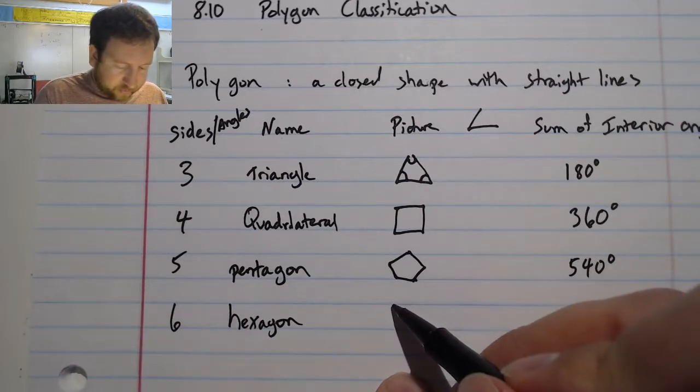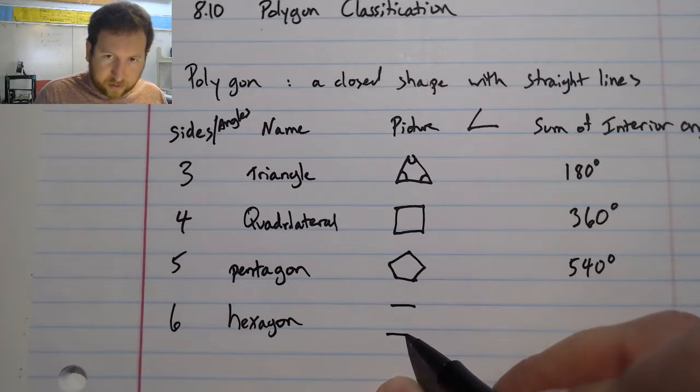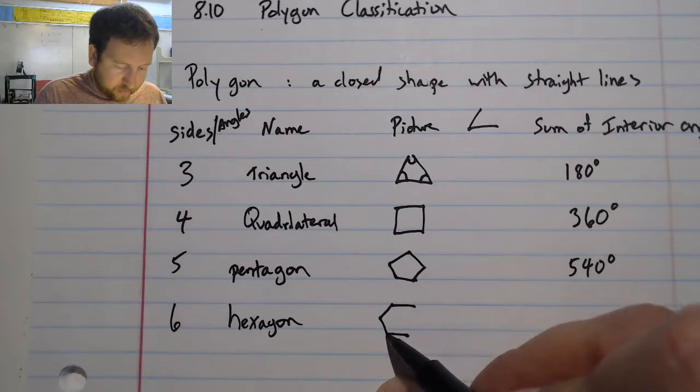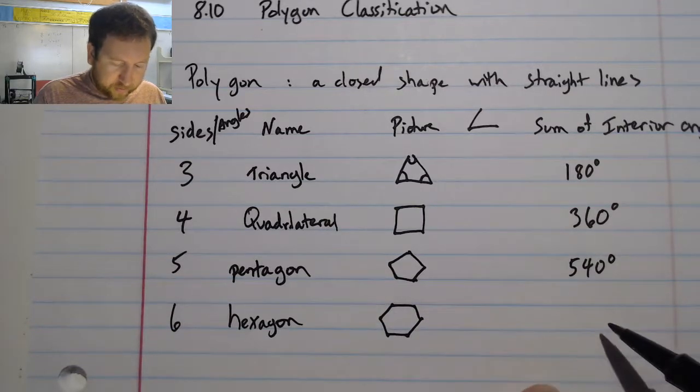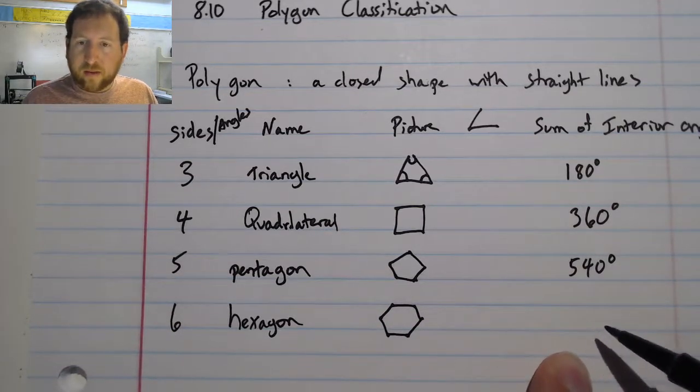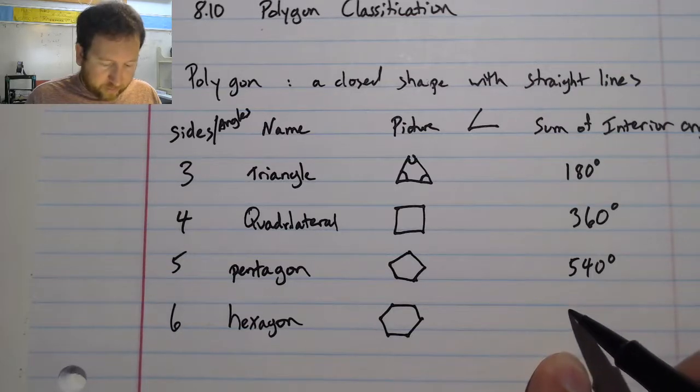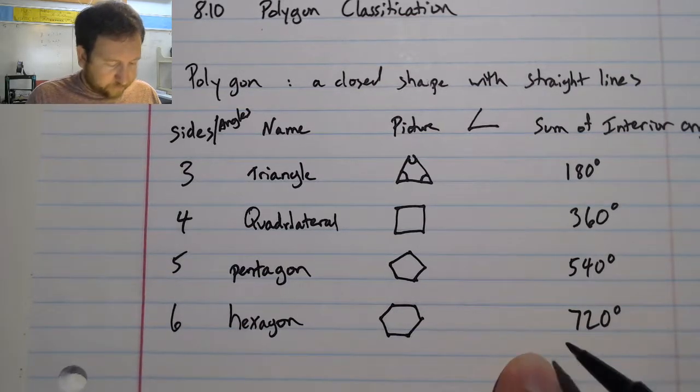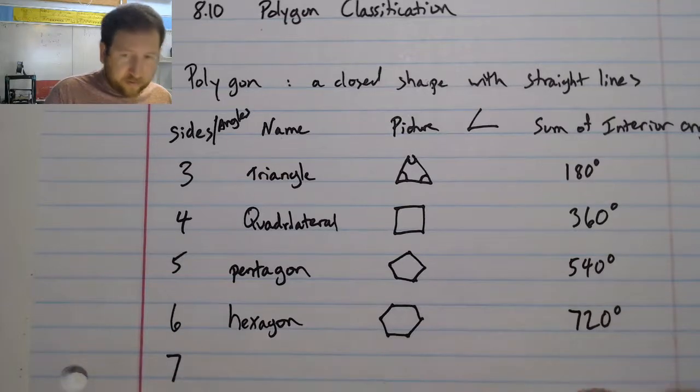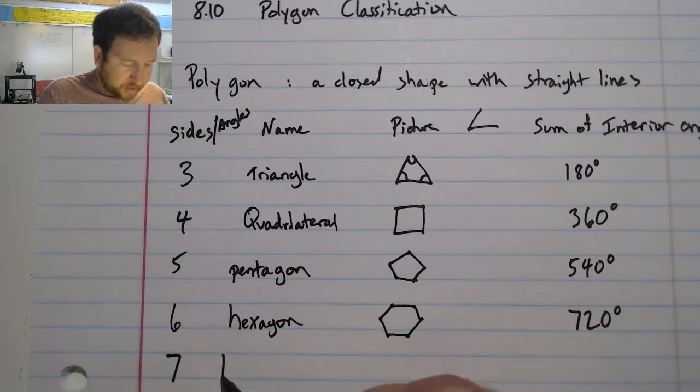Hexagon is our... It's not our stop sign. I can't remember what a hexagon is. But it looks like this. And our total angle is 720 degrees. 7 sides. It's a heptagon.